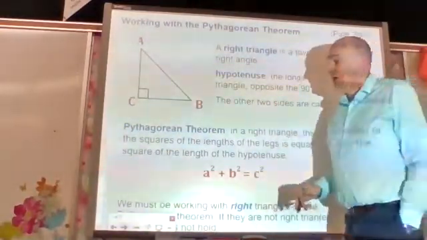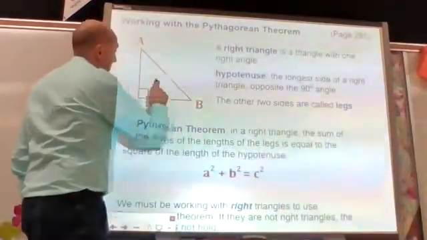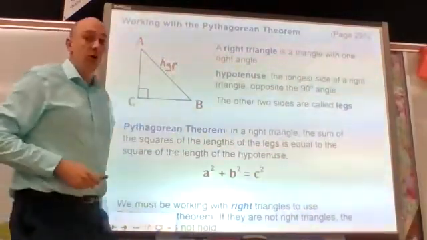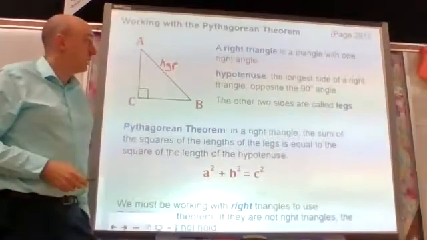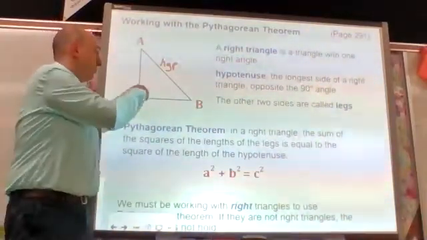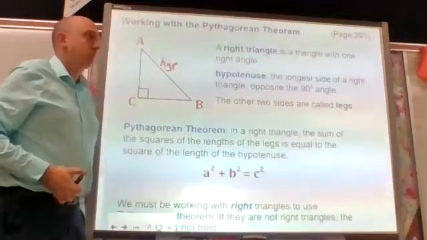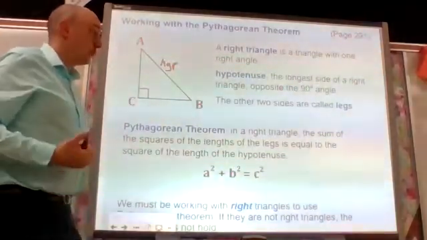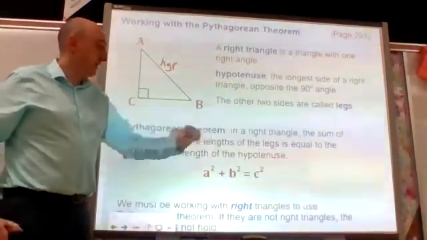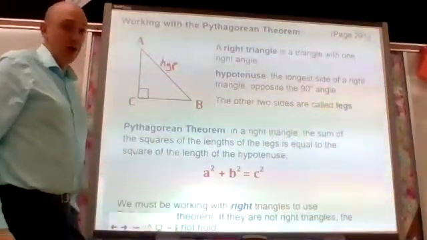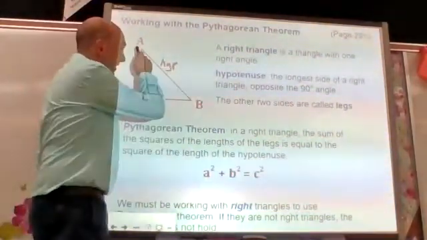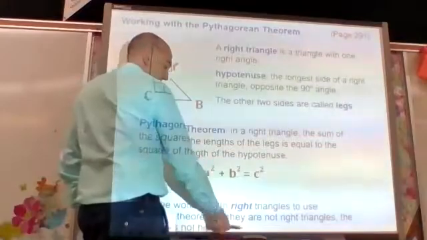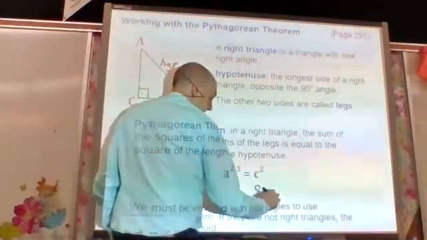The hypotenuse is always directly across from that right angle. So this is your hypotenuse. It's always also the longest side in your triangle. We call the other two sides of the triangle legs. Pythagorean theorem says that in a right triangle, the sum of the squares of the lengths of the legs is equal to the square of the length of the hypotenuse. So the hypotenuse is this one. If you square it, so you multiply it by itself, that's going to give you this side. This is the c times c.